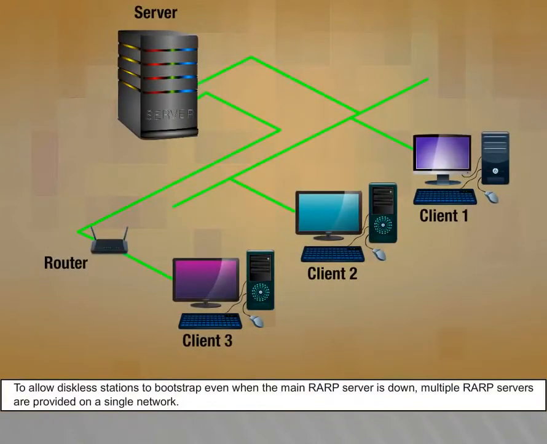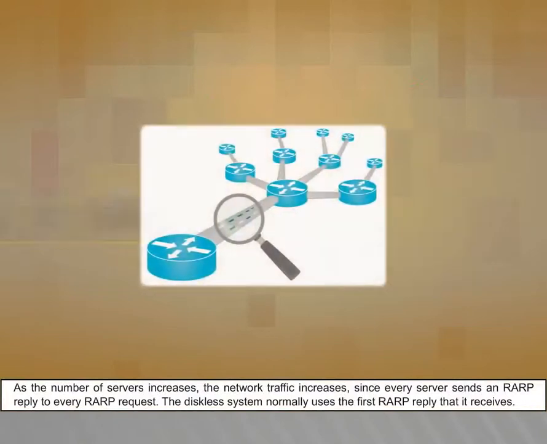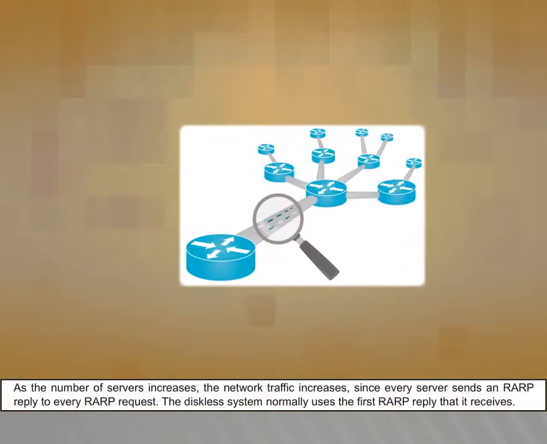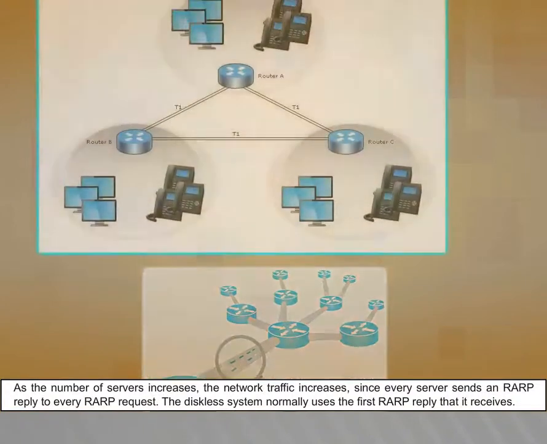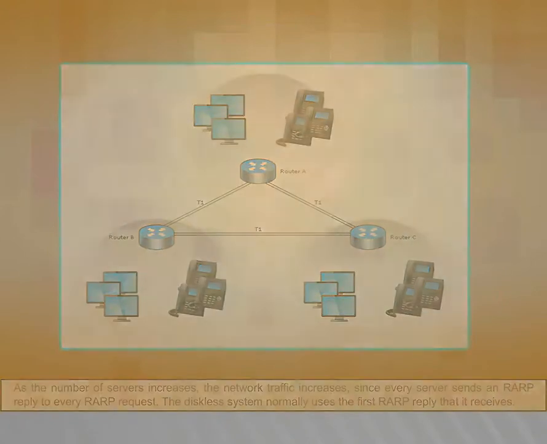To allow diskless stations to bootstrap even when the main RARP server is down, multiple RARP servers are provided on a single network. As the number of servers increases, the network traffic increases since every server sends an RARP reply to every RARP request. The diskless system normally uses the first RARP reply that it receives.